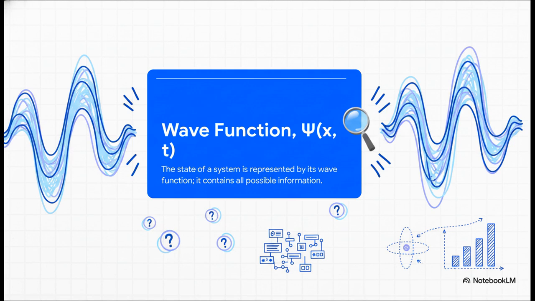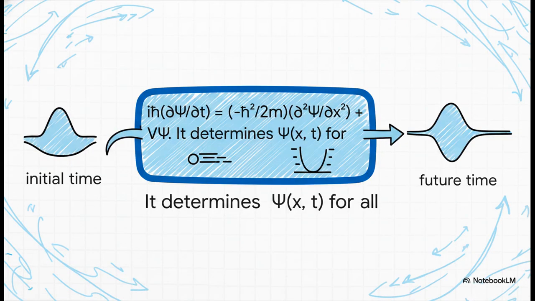Now, its real power comes from what we call its statistical interpretation. If you take the square of its magnitude, that's the modulus squared of psi, what you get is the probability density. It tells you the probability of finding the particle at a certain spot at a certain time. And that's the key right there. Quantum mechanics is, at its heart, all about probabilities, and the wave function is the mathematical tool that gives us those probabilities.